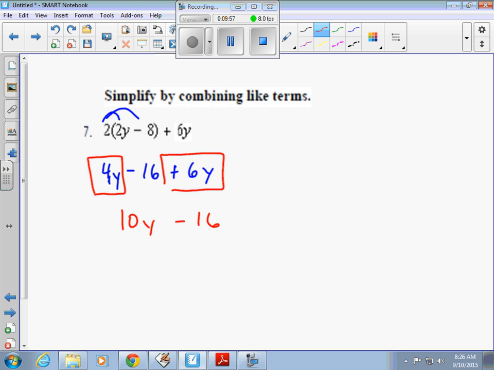minus 16. You cannot take 10y and subtract 16 from it and get any form of the number negative 6 because those are not like terms. You can only subtract things that have the same variable with the same exponent.